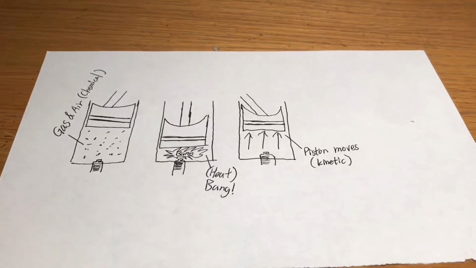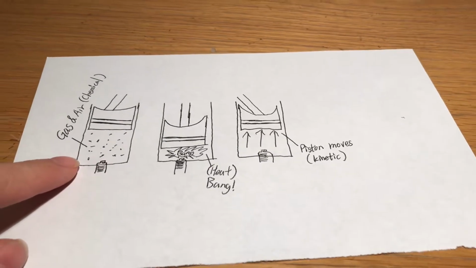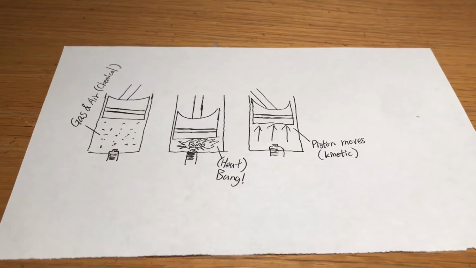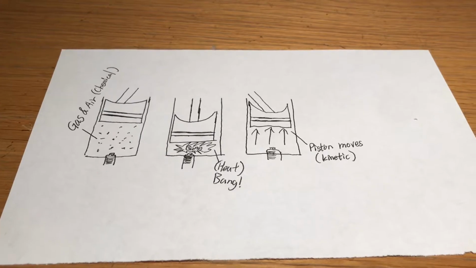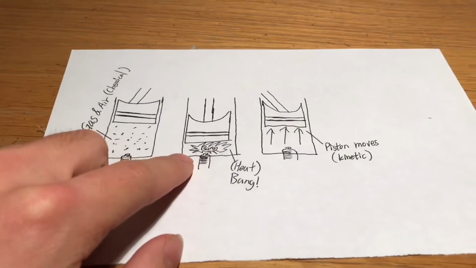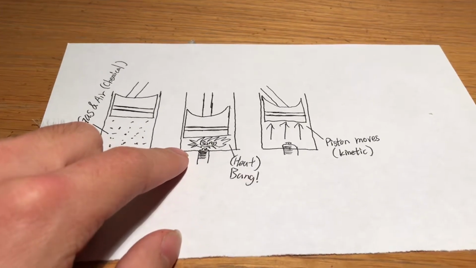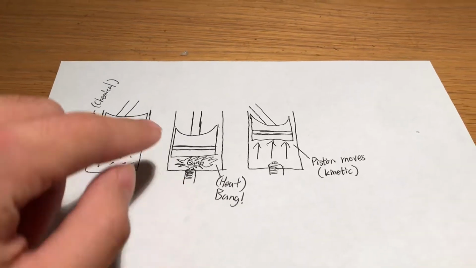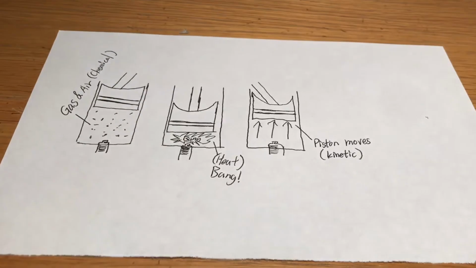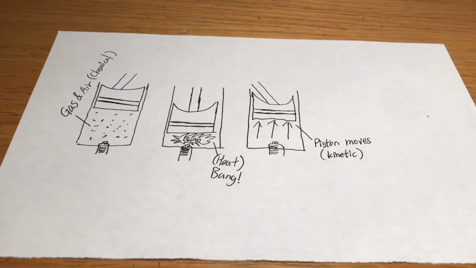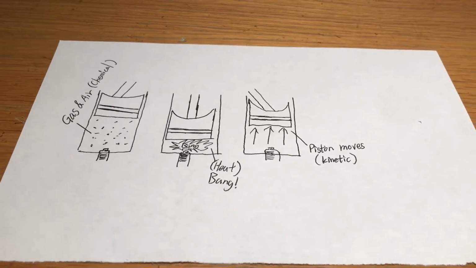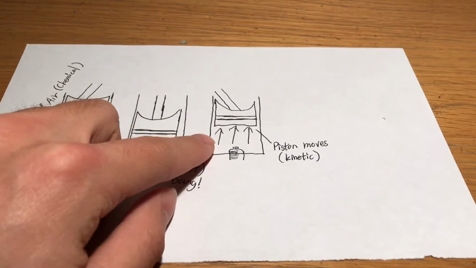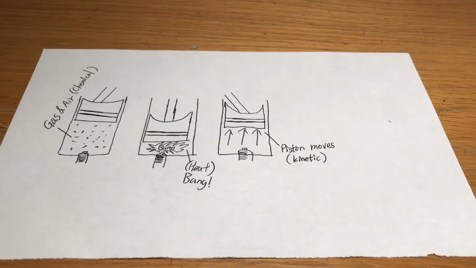So we start off with gas and air in an engine, which is chemical energy, and as the piston moves down and the spark plug ignites the fuel, the piston is pushed back up with an explosion, so that will be heat energy. And when the piston is moving up, that will be kinetic energy.